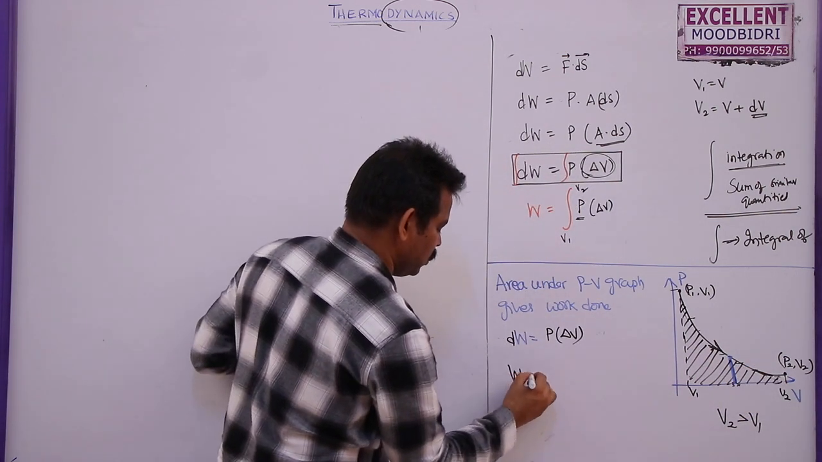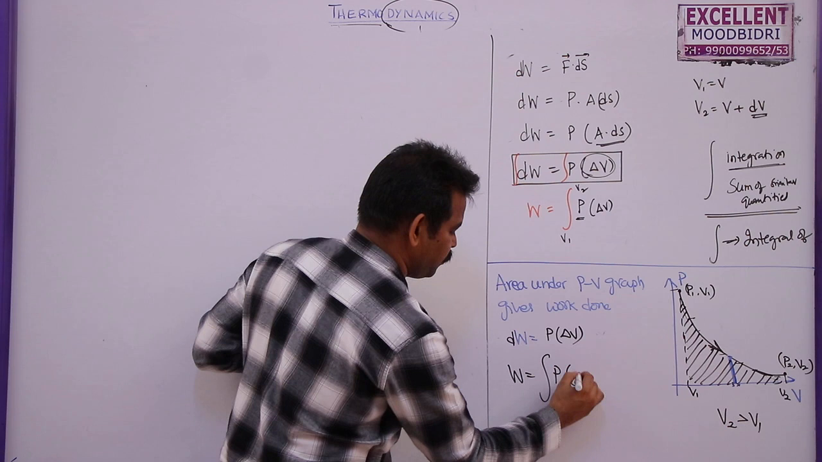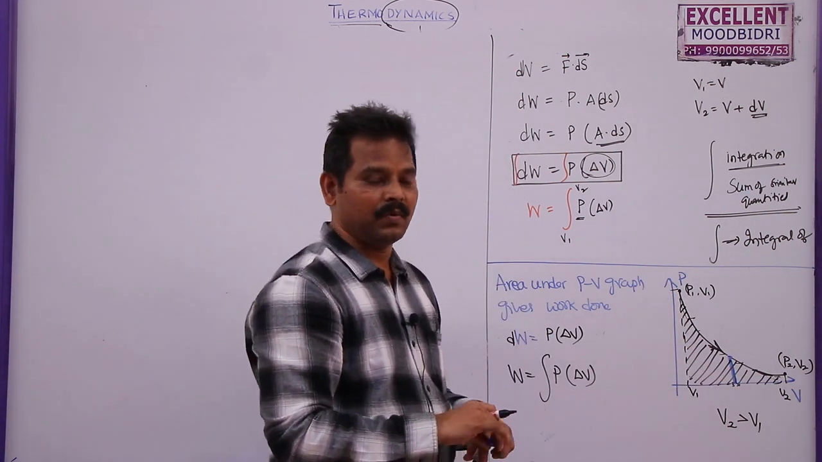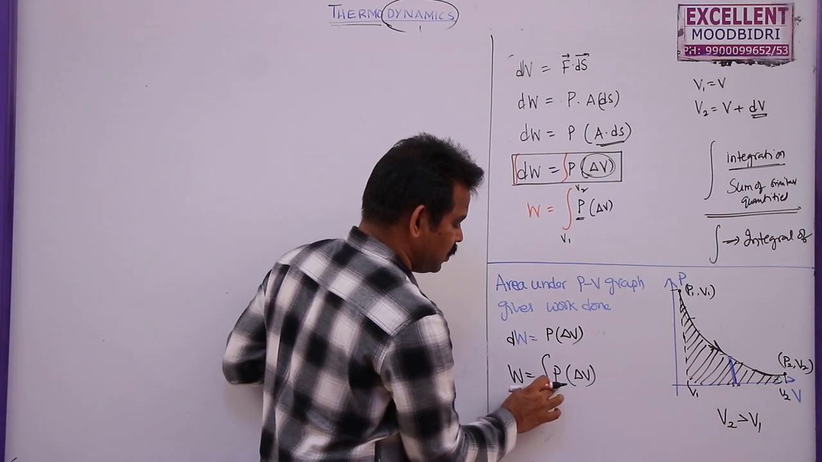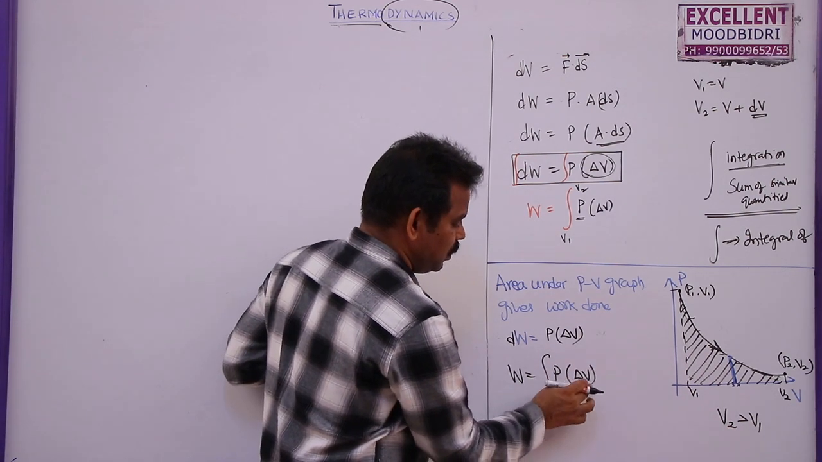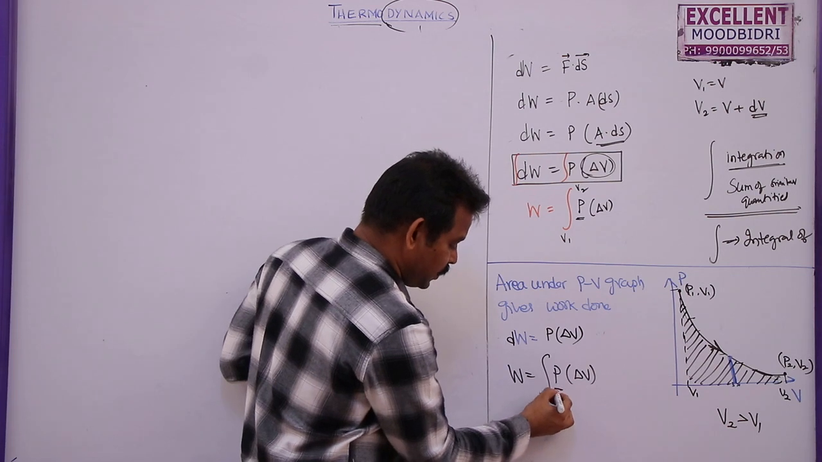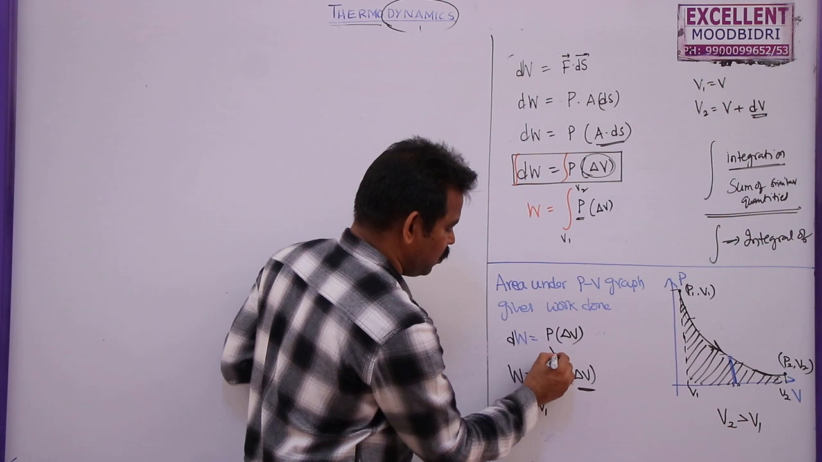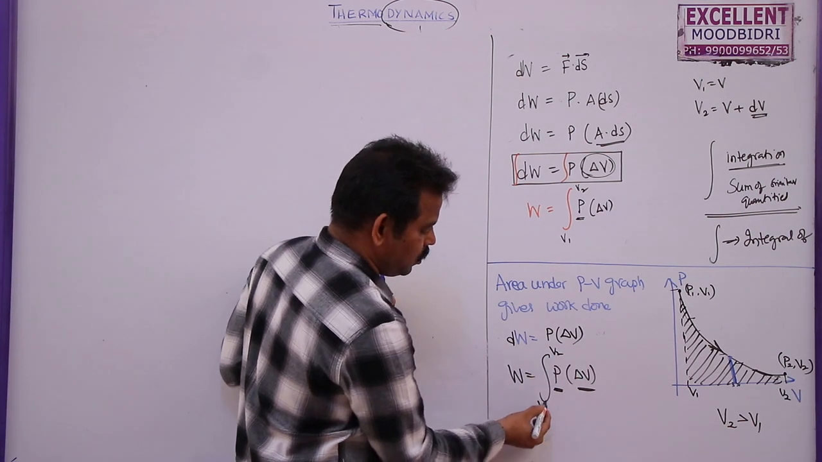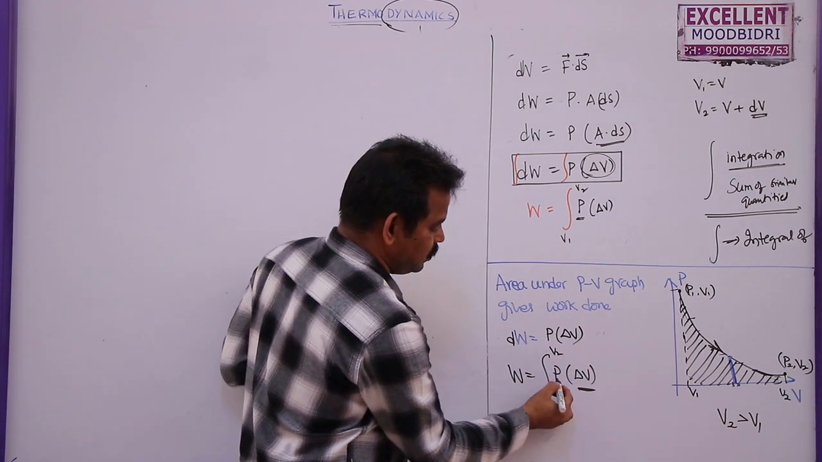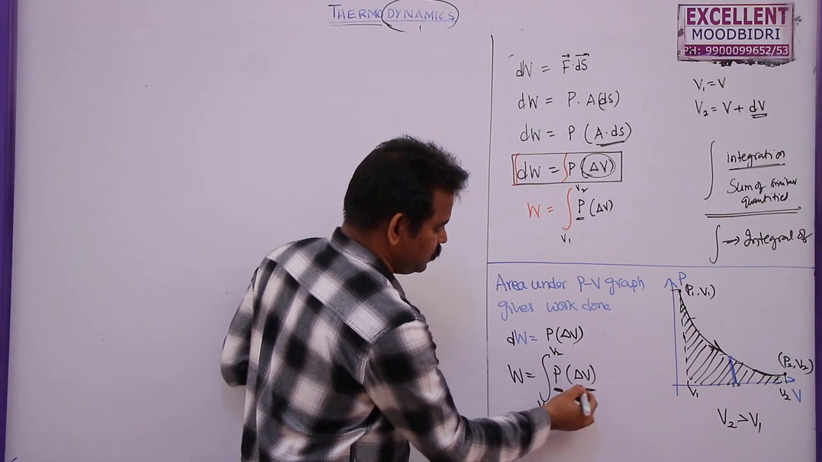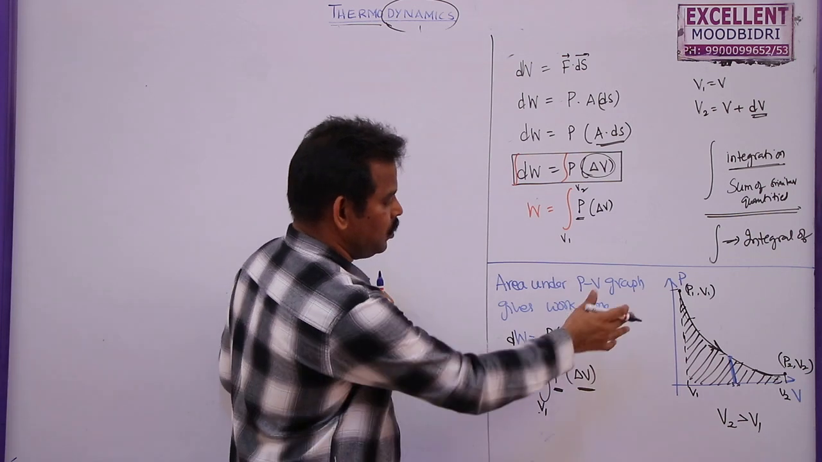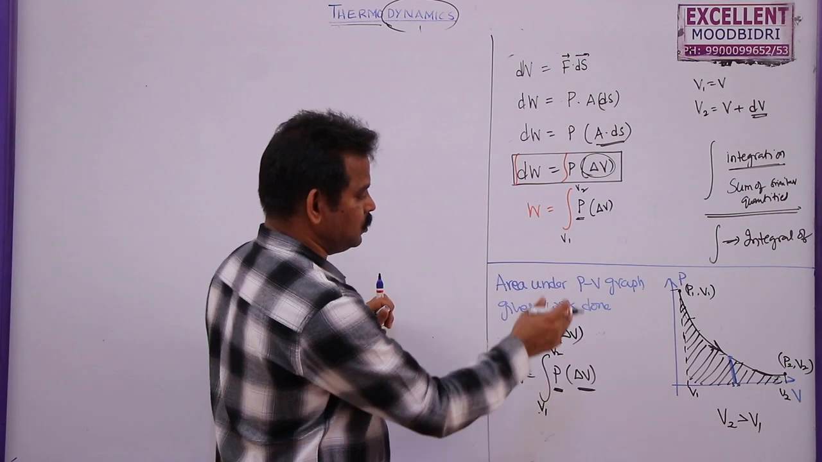So total work done is equal to the integration of P dV. Why? Because this curve can be represented in the form of an equation. That equation you can write in place of P, and integrate with the limits V1 and V2. So this is the pressure equation, this is the change in volume, and you substitute the upper and lower limits: this is the lowest volume, this is the highest volume. Because the pressure is expressed in terms of volume, you need to substitute only the lower and upper limits of the volume. Then you will get the total work done in this process.